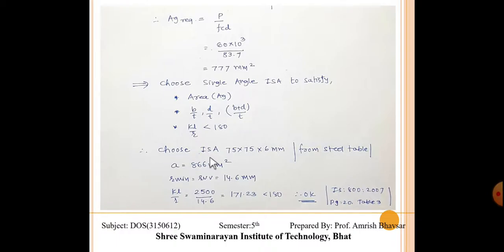Now we have taken ISA 75 by 75 by 6 mm from the steel table, and the area of this section is 866 mm square, which is greater than this one, so our section is okay in area. Now R minimum for this section is 14.6 mm. So KL upon R for this is 2500 upon 14.6, which is 171.23, less than 180, so it is okay in slenderness.